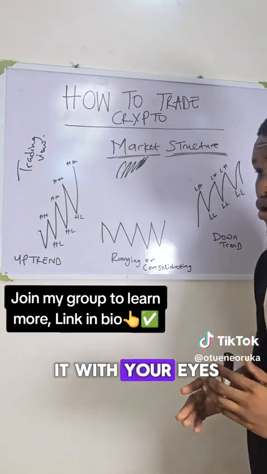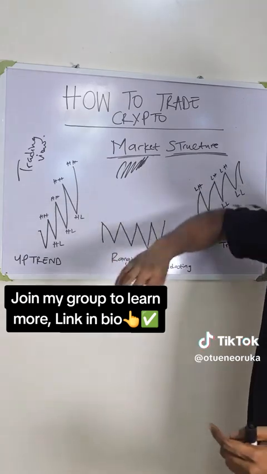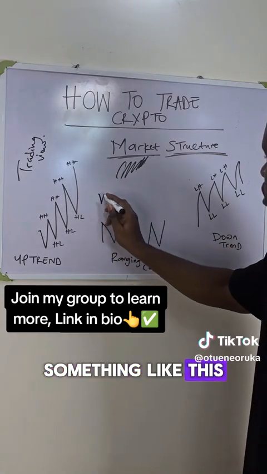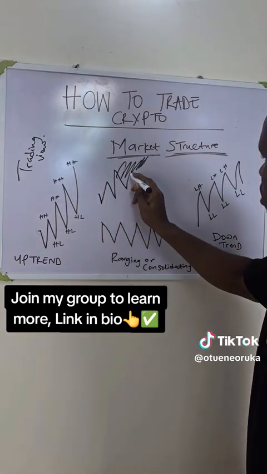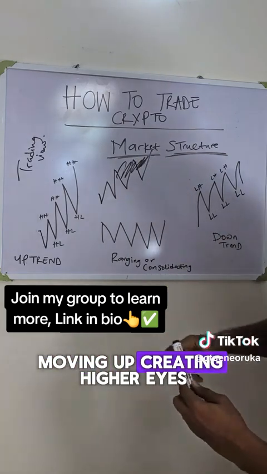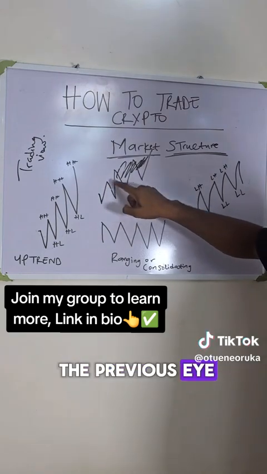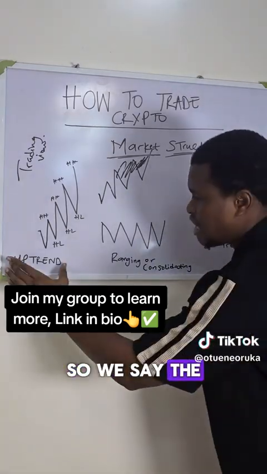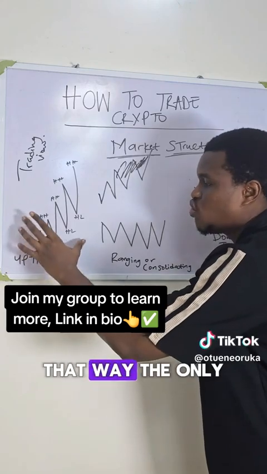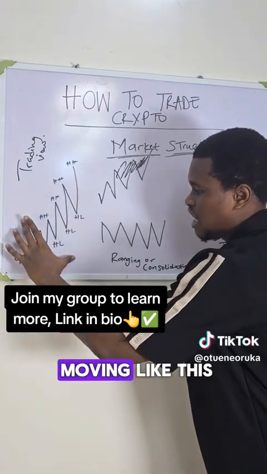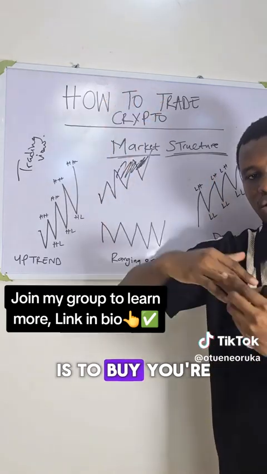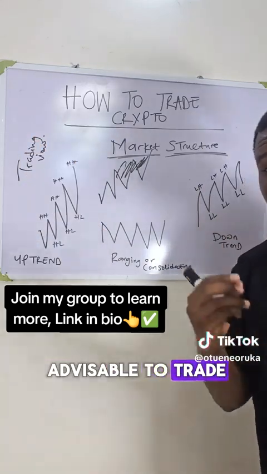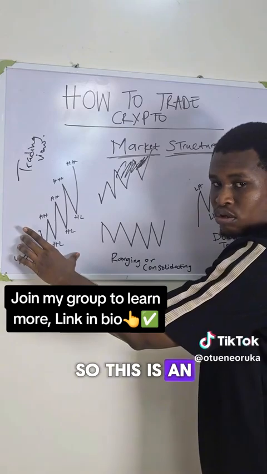By merely looking at it with your eyes, you'll see that it's moving up, creating higher highs and higher lows. Something like this. Moving up, creating higher highs that are higher than the previous high, and higher lows that are higher than the previous low. So we say the market is in an uptrend. The only trade you are going to enter when you see markets moving like this is to buy. You are going long, right? Because it is advisable to trade in the direction of the market. So this is an uptrend.